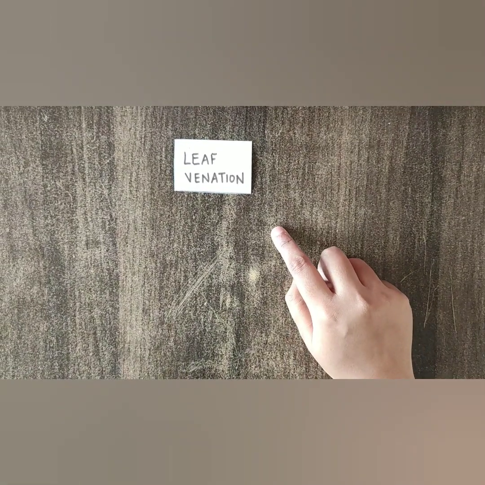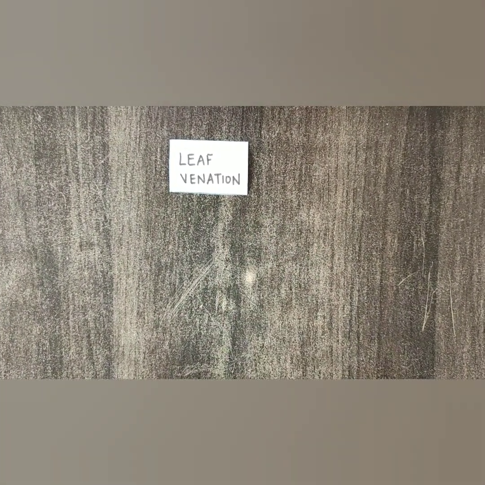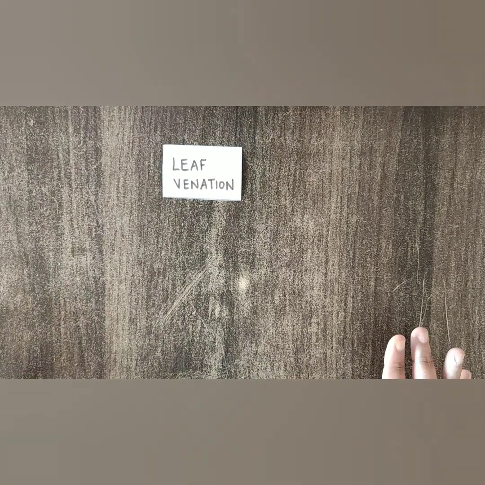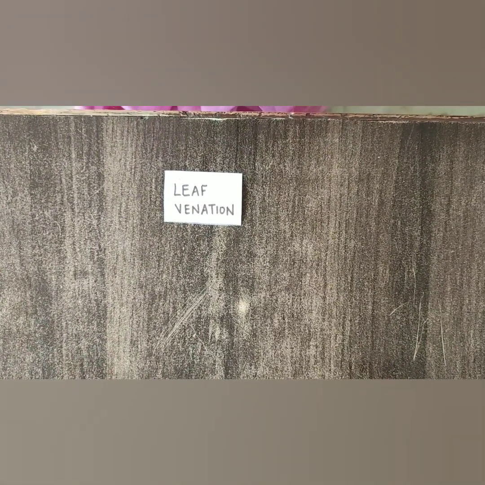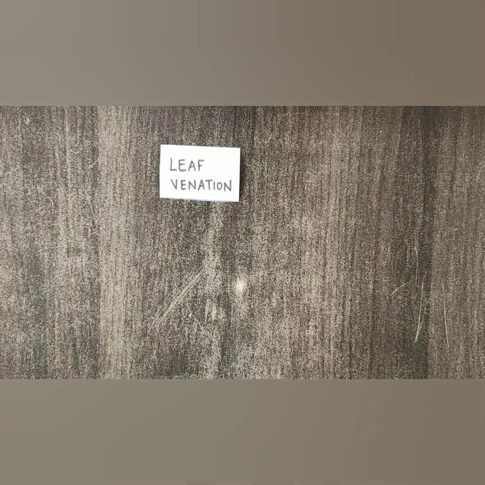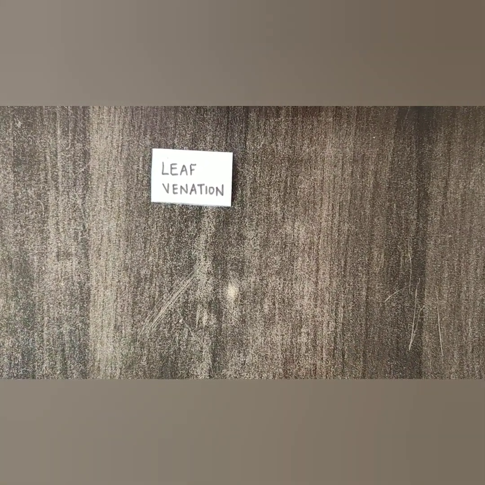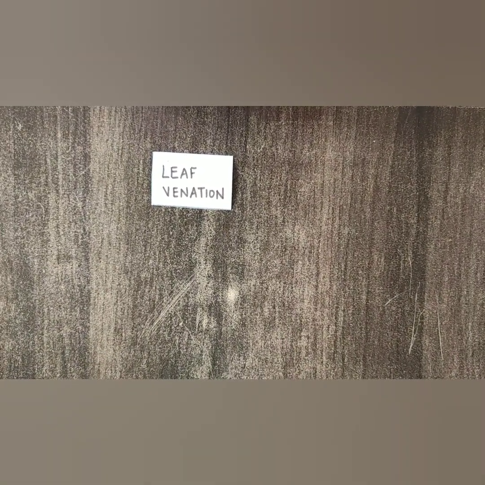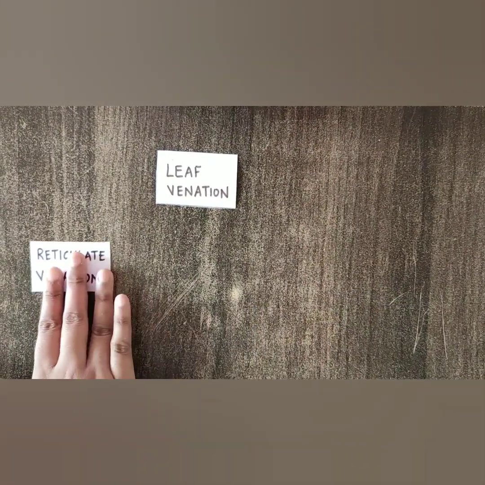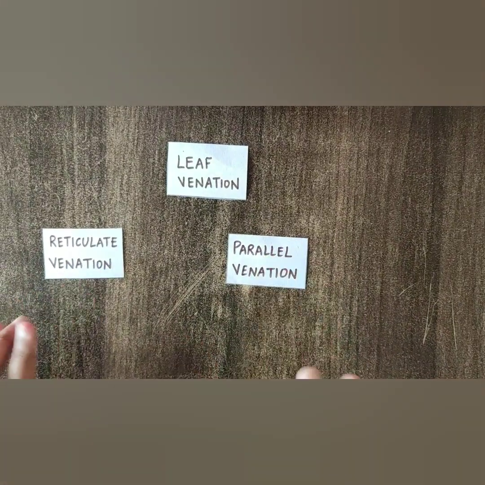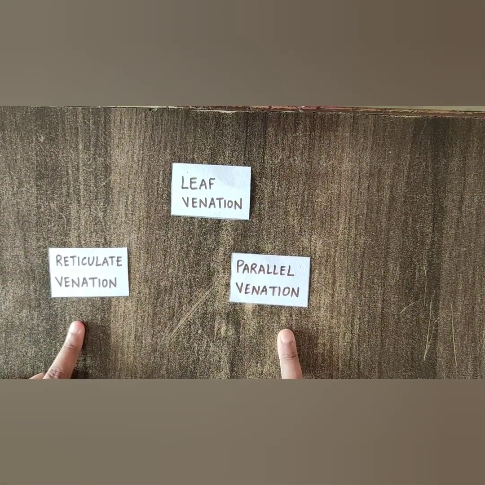So now we are going to study leaf venation. Leaf venation is the pattern which is arranged on the leaf which I have shown you, right? This pattern, this design, is known as leaf venation. Every leaf has a different type of venation, a different design, which is actually the veins in a different pattern. We have two types of venations: one is reticulate venation and another is parallel venation.